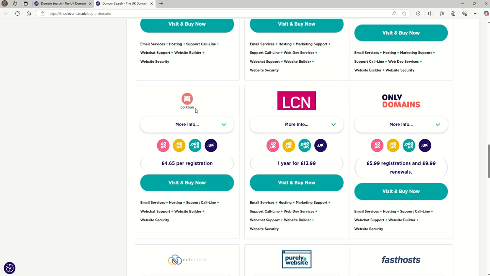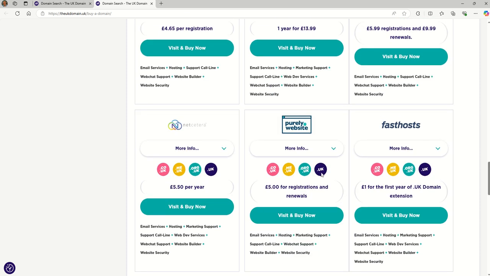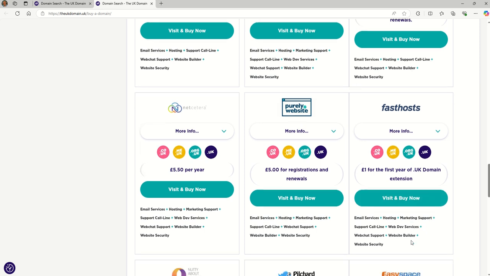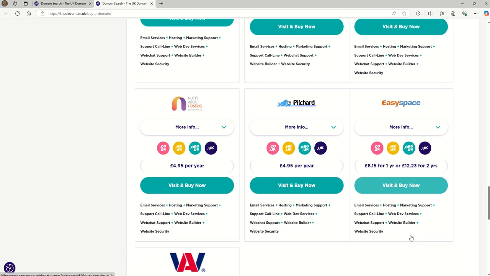I use them. Porkbun, Porkbun. I don't know why, but they're quite good. Porkbun, isn't it? Yeah. Here we go. I recognise that one. I've had a few domains with them. They're quite good, but there's loads of good companies. Most will offer you, oh yeah, £1 for the first year on .uk domains, if you don't mind having a .uk domain.